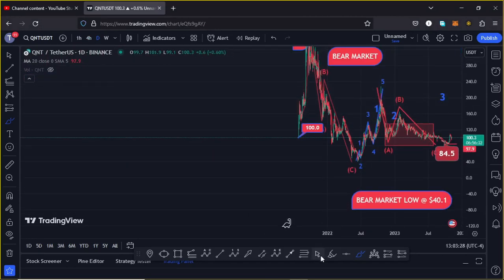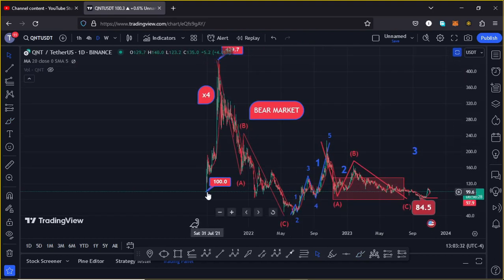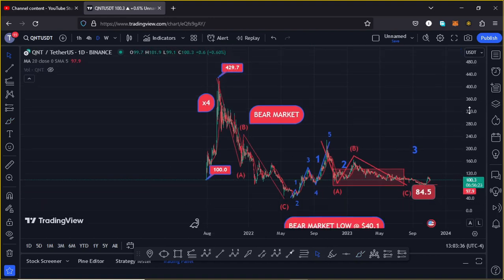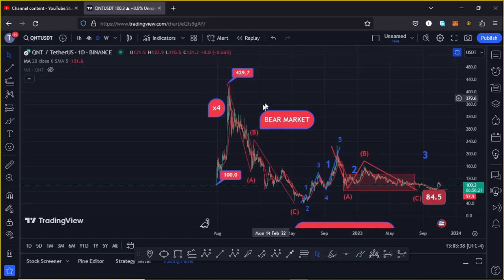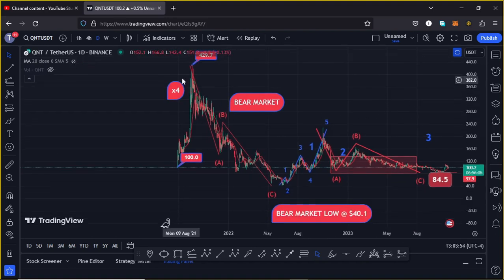And here on the daily chart, you can easily see that back in 2020, QNT gave us a low at around the $100 mark before we saw that massive push to the upside, giving us an all-time high at around the $429.7 mark, which was a 4x to the upper side. And after seeing the all-time high, we started a bear market where we had been seeing a bit of a corrective structure to the lower side, giving us a bear market low at around the $40.1 mark.